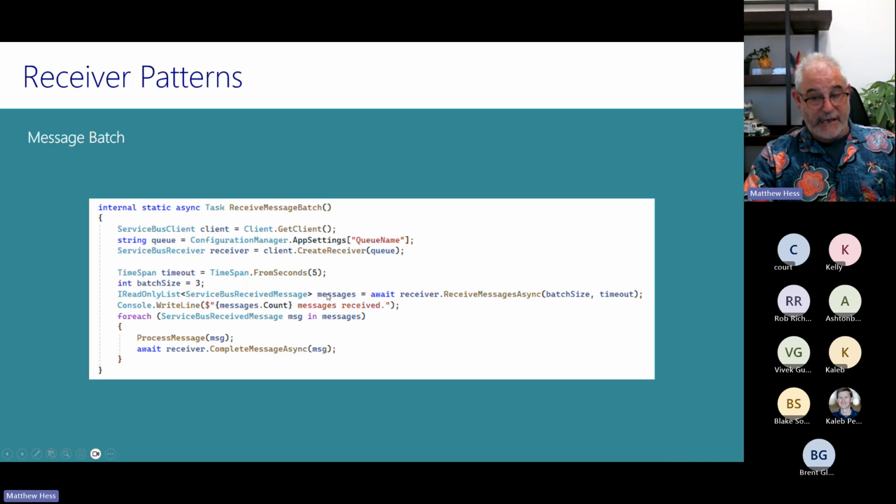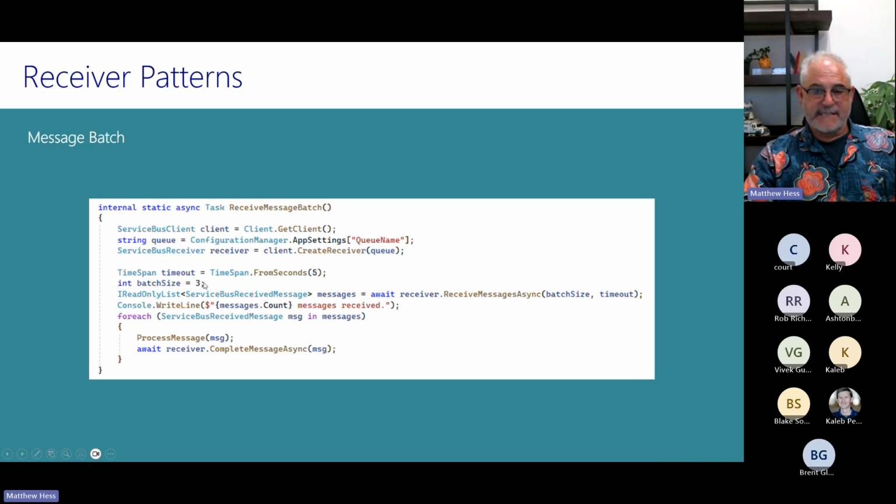It might be an empty collection. It might have a count of 0, but it will give you this IReadOnlyList. And then you can loop through them, foreach message in messages, process it, and maybe complete it, or try-catch, abandon it, whatever you need to do.